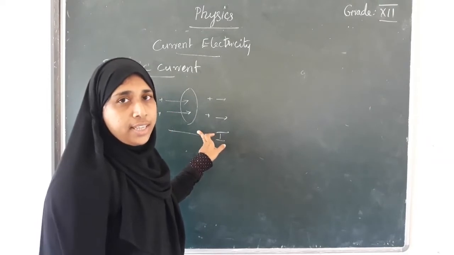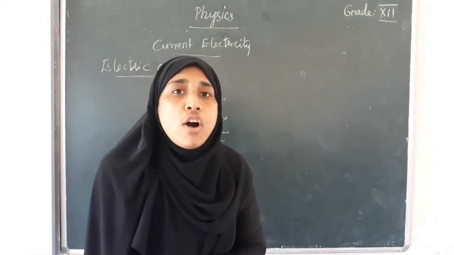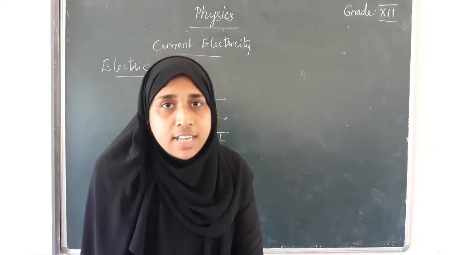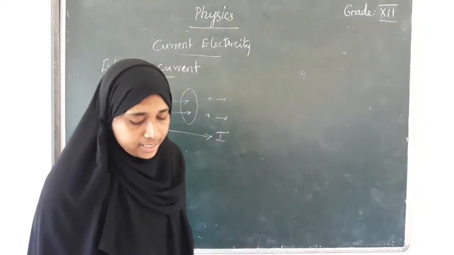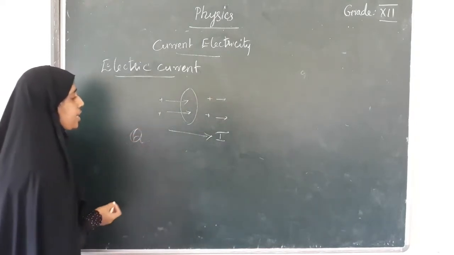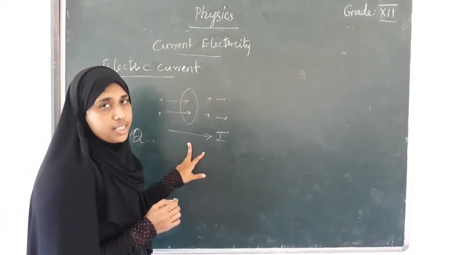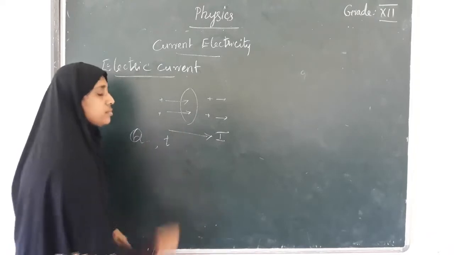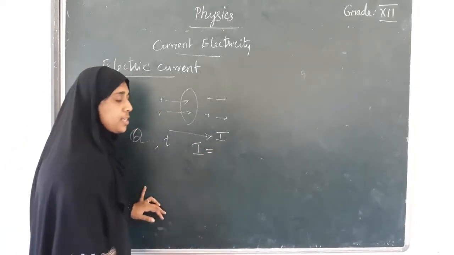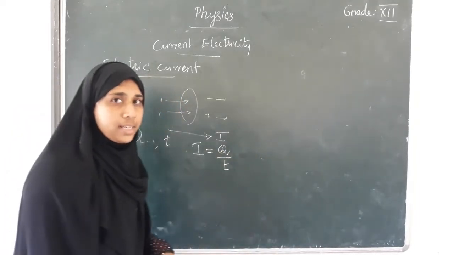So how can you define the electric current? Electric current is defined as the rate of flow of charges through a given cross-sectional area in a particular time. Let us see the expression. If Q be the net charge passing through a given cross-sectional area in time t, then we can write the expression for current as I is equal to Q by t.